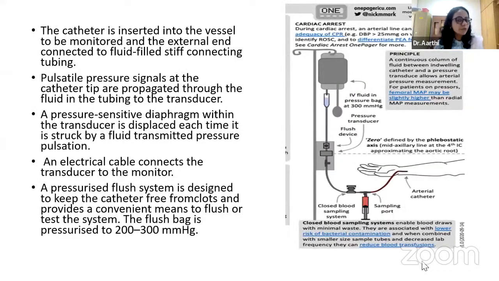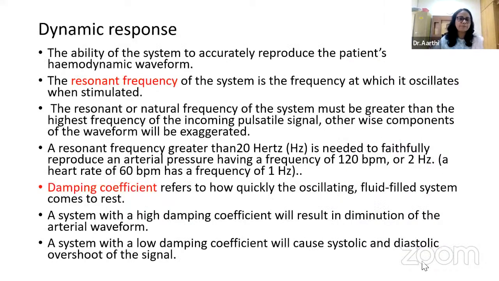Just to brush up on the arterial system, I'm not going to go into the details. It is a catheter which is inserted into an arterial access, either radial, brachial, femoral, etc., where it is connected to the fluid transducer system. That system has a pressure-sensitive diaphragm, which transmits the pressure changes to the monitor. And this is connected to a pressurized flush bag with a pressure of about 200 to 300 millimeters of mercury, to prevent clots and to allow the fast flush test.